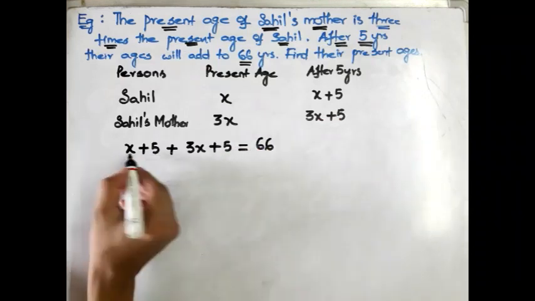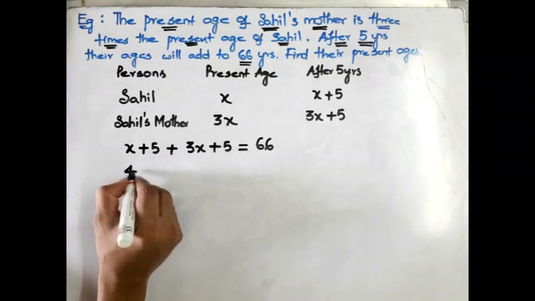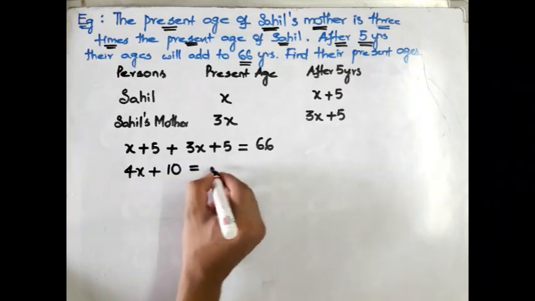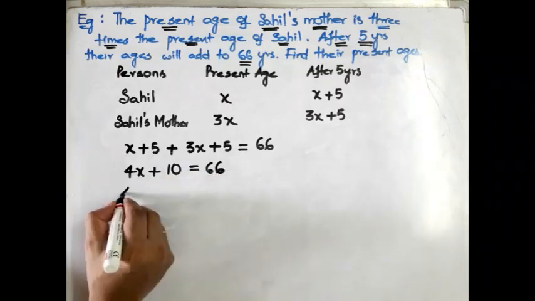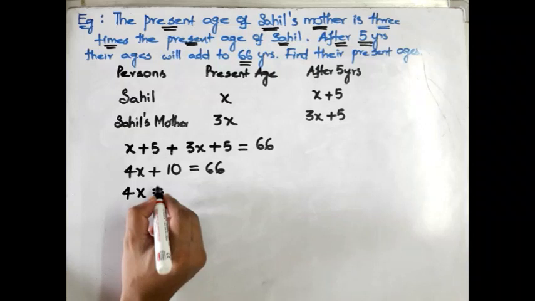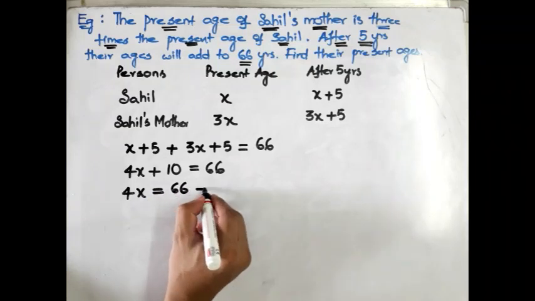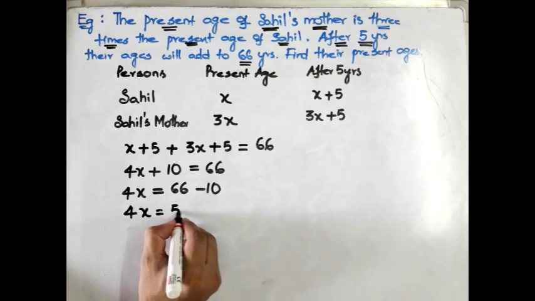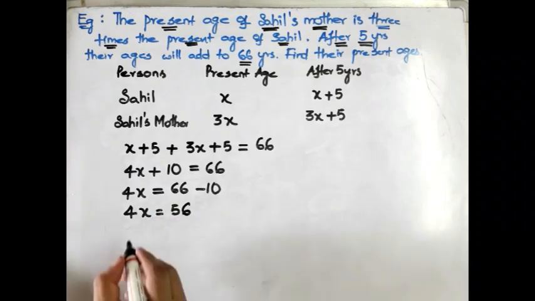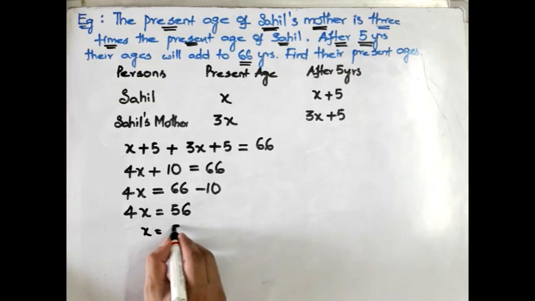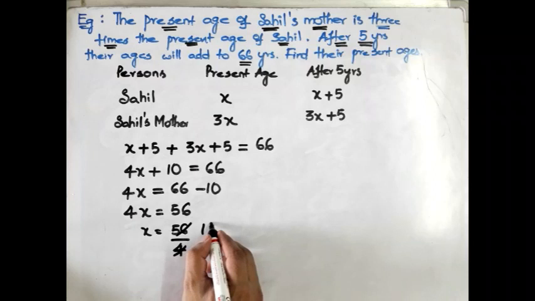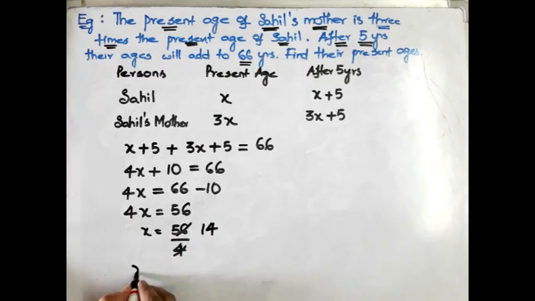Now, like terms: x plus 3x is 4x, plus 5 plus 5 is 10, equal to 66. So 4x, if we transpose plus 10 to the other side, it will become minus 10. So 4x will be equal to 66 minus 10, 56. The value of x is going to be 56 by 4. 4 ones are 4, 4 fours are 16. The value of x we got is 14.